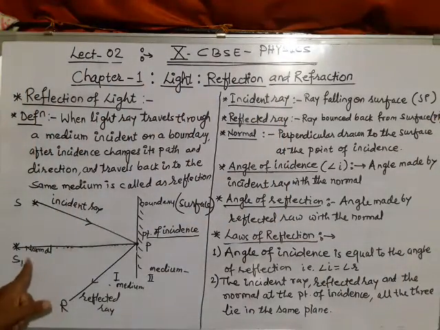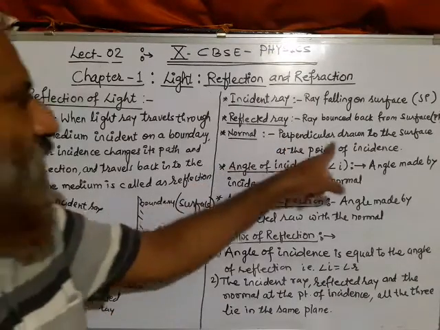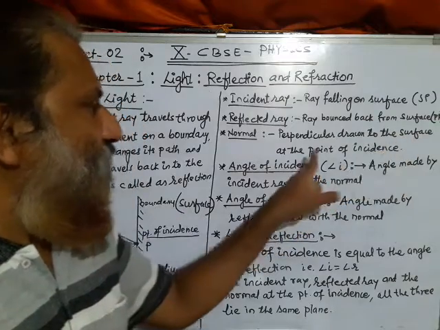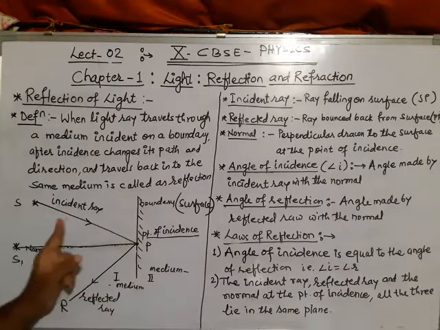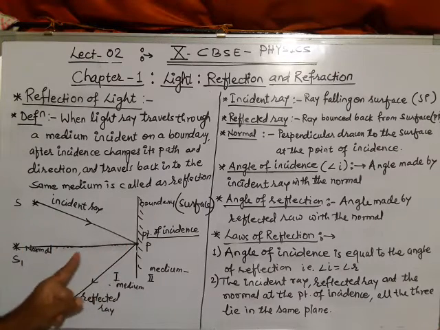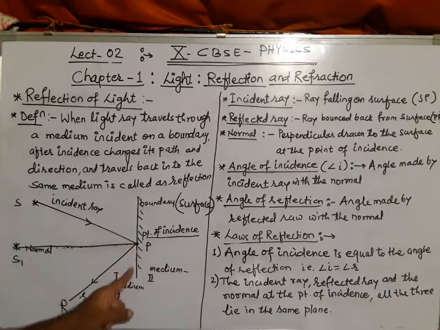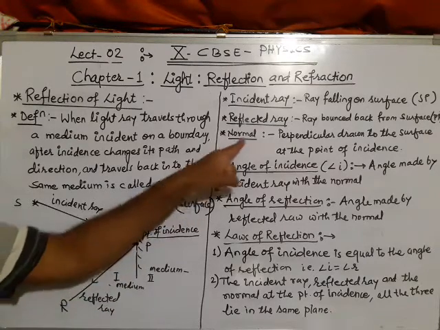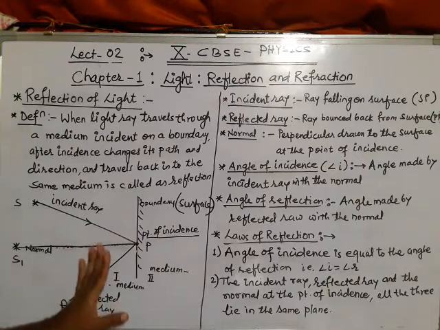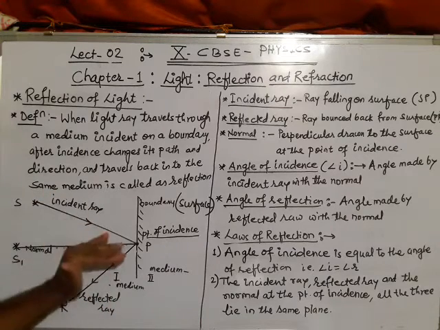Then there is one more line which I have shown here. Forget about S1 for now, but remember this is the normal. So what is meant by normal? Normal is the perpendicular drawn to the surface at the point of incidence. Say this is the point of incidence, and at this point this perpendicular line is drawn, perpendicular to the surface. The perpendicular drawn to the surface at the point of incidence is called the normal, and it has a particular role in this reflection phenomenon.